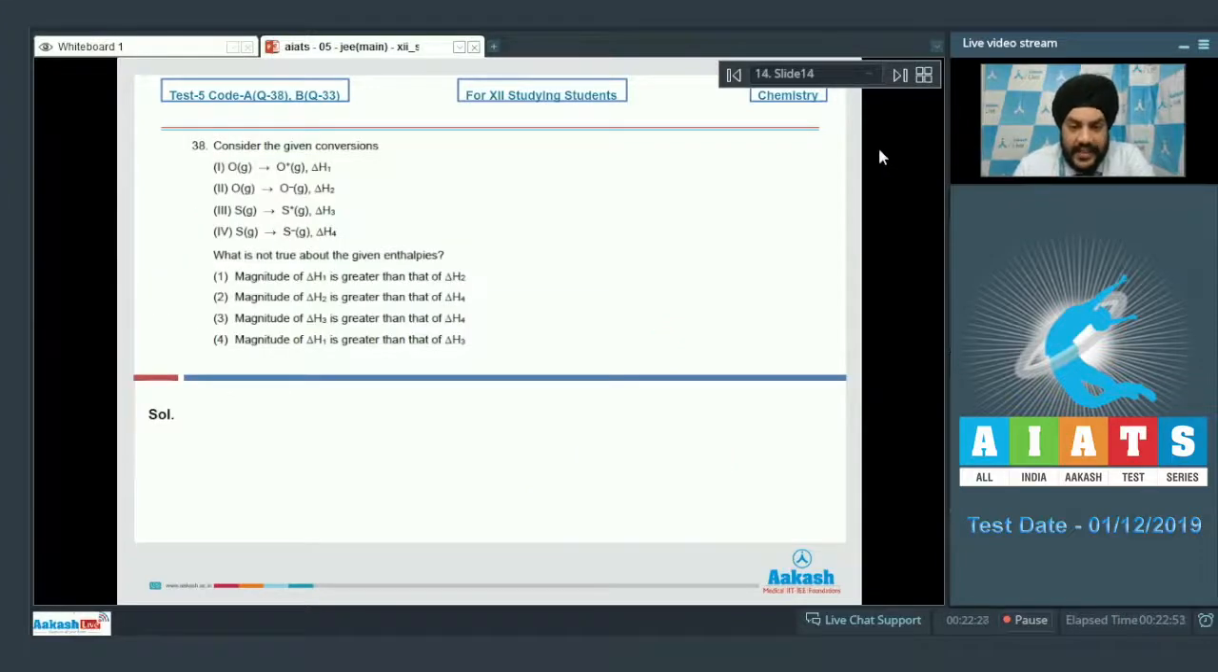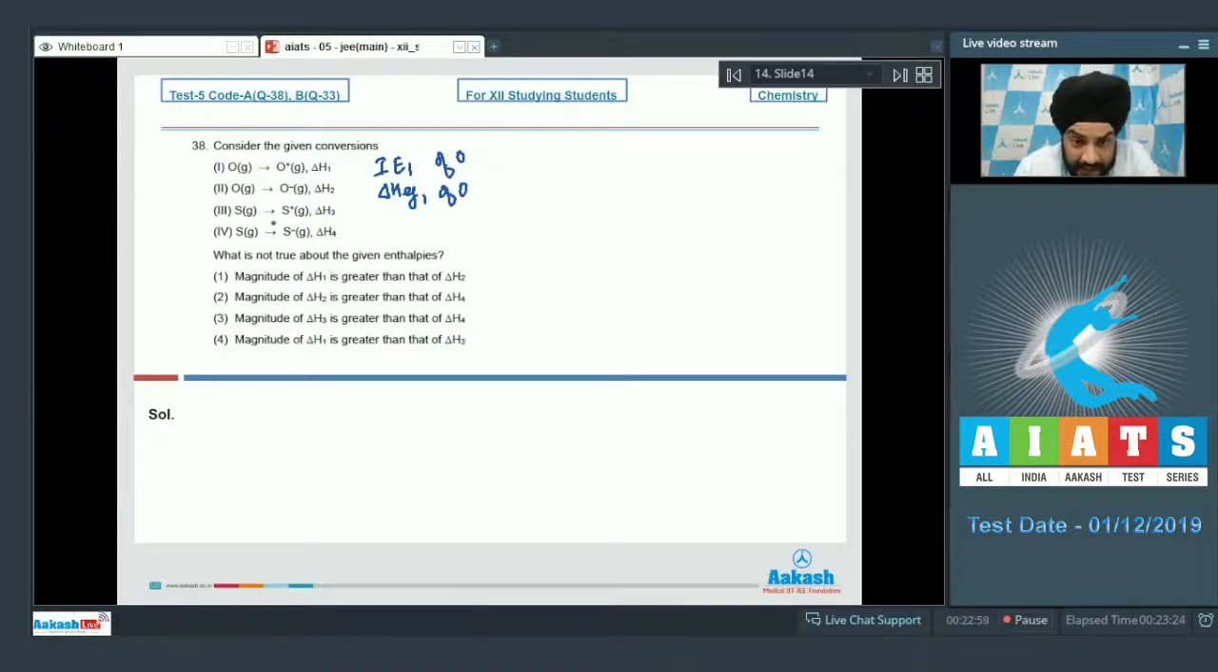Question number 38. Consider the given conversions. So we have been given 4 different conversions, students, and the examiner seems to be interested in the statement which is not true about these given enthalpies. So we have O converting into O+ as delta H1. So this is the IE1 of oxygen. If we talk about the second one, we have O converting into O negative gaseous. So this is delta H_eg1 of O.